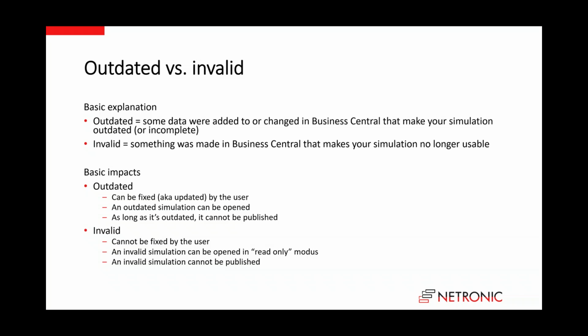So you can update it. But if a simulation is outdated, you can open it, but it is read-only. Because something has changed in your Business Central data, and we want you to make the simulation on the best possible data set. So you need to update it, and then you can change it again, and then you can publish. If it is invalid, you can look at it, but you have no chance to fix it. You can just see how it was before you broke things.